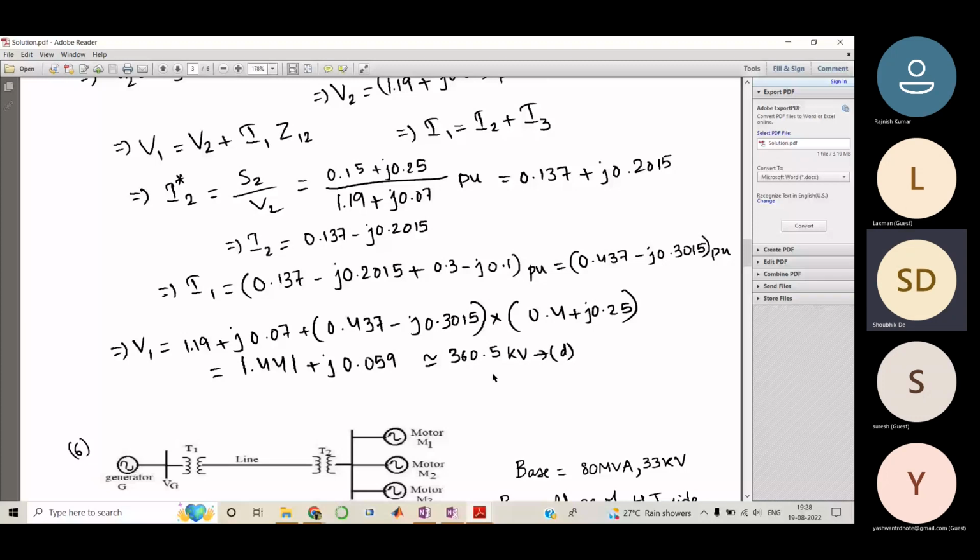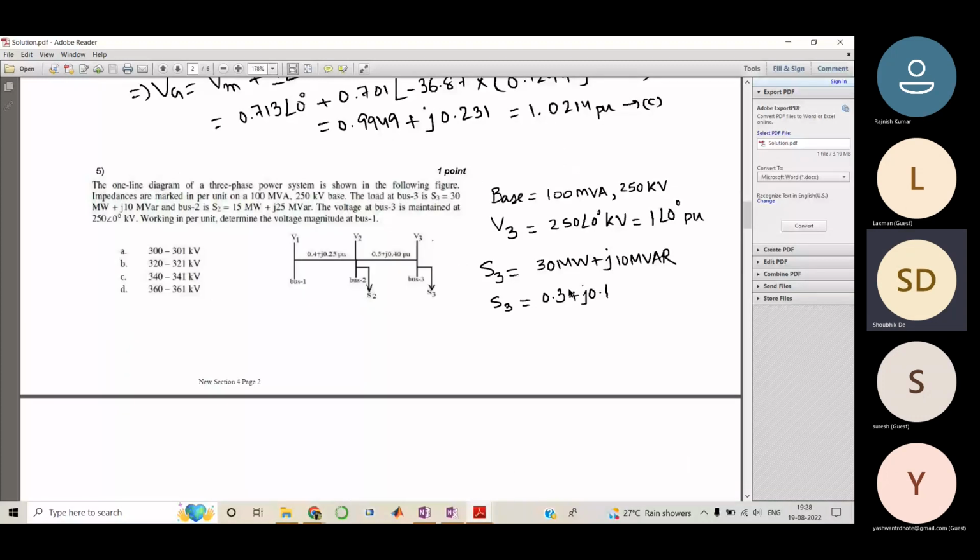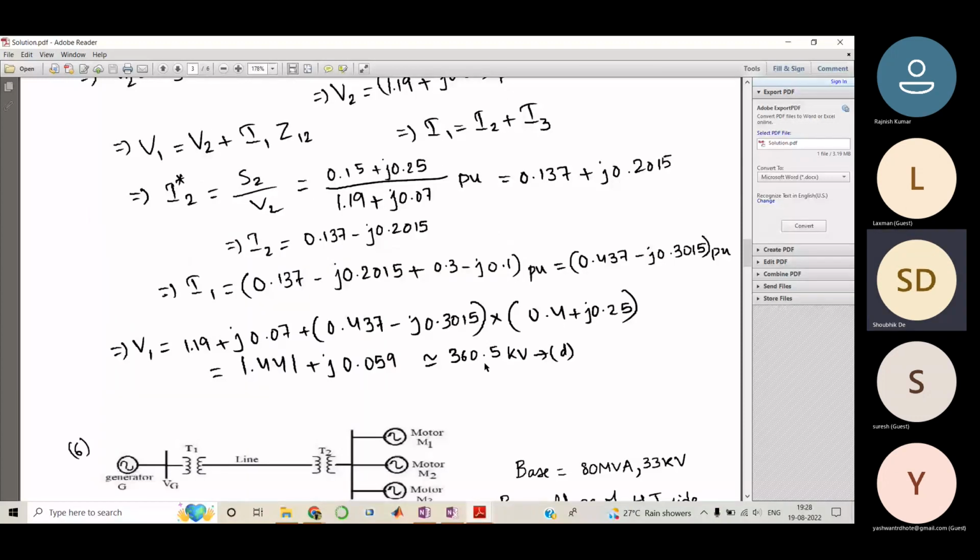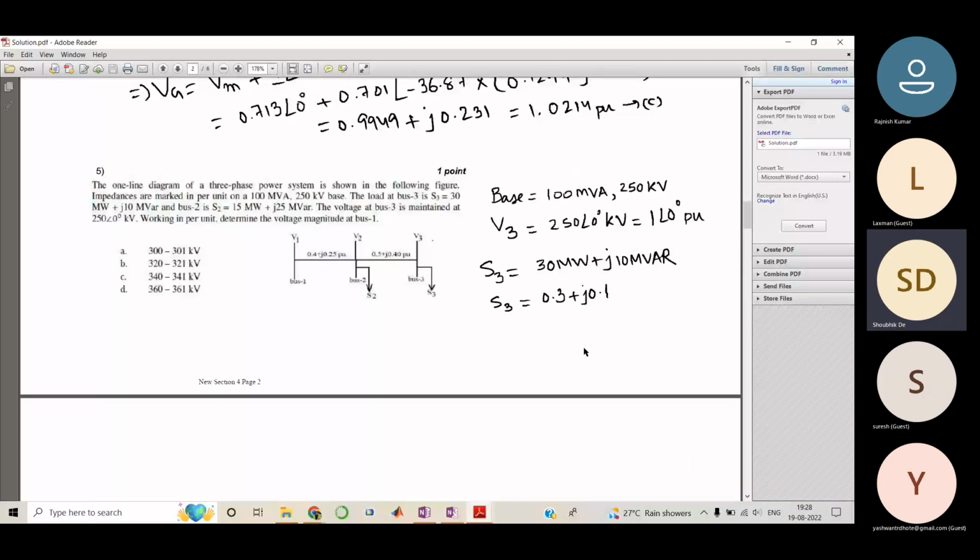Since the base voltage was 250 kV, whatever is the value of the voltage in per unit, we have to multiply it with 250. So it comes out to be 360.5 kV, which is option number D. So I hope the process was clear.